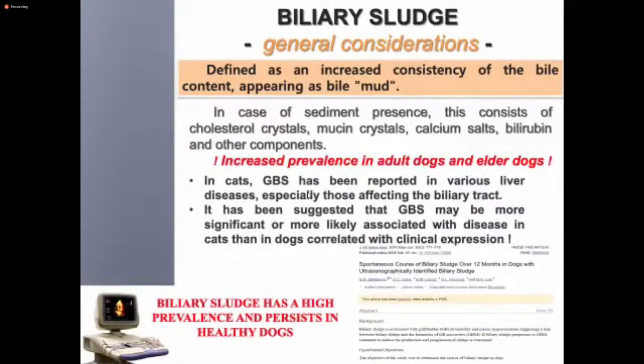A few general considerations. It's important to know that biliary sludge can be defined as an increased consistency of the bile content, and can be translated in normal words as bile mud. In case of the presence of sediment, it consists of cholesterol crystals, mucin crystals, different salts, especially calcium salts, and bilirubin, and of course, other components. From an epidemiological point of view, we can talk about an increased incidence and prevalence in adult dogs and in elder dogs, very, very important.